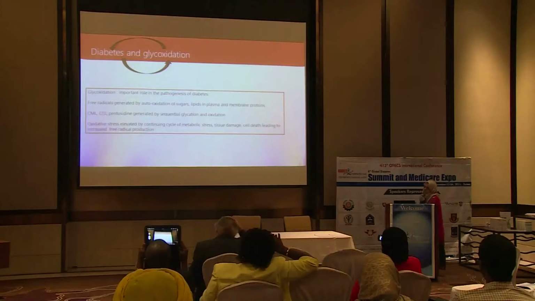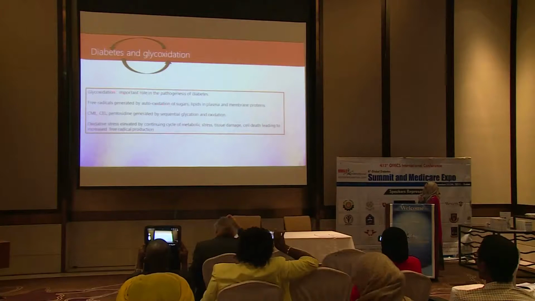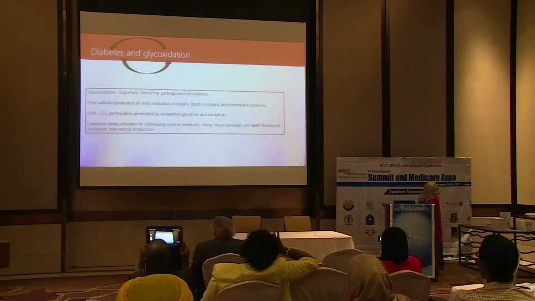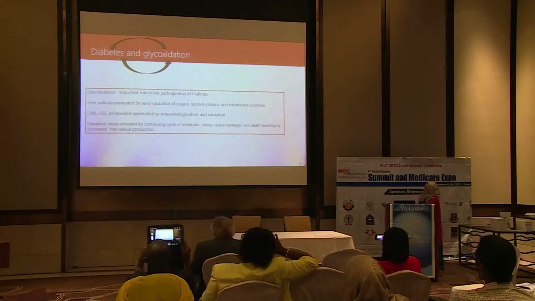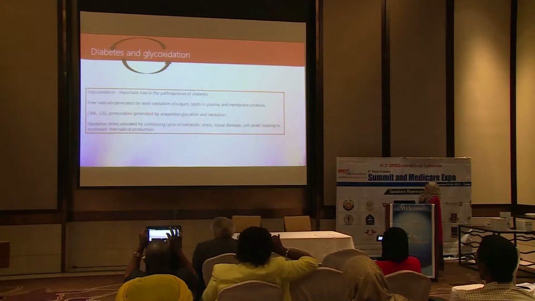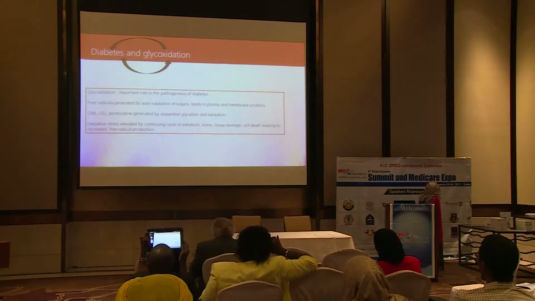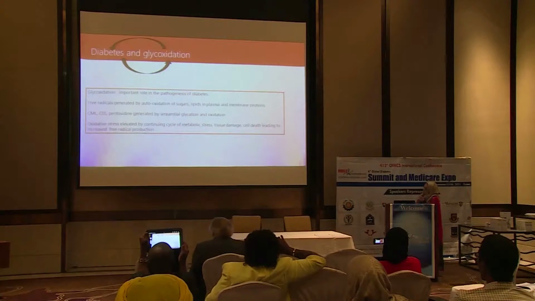There's a very crucial relation between diabetes and glycoxidation. Glycoxidation, meaning glycation followed by oxidation, plays an important role in the pathogenesis of diabetes, and in glycation also free radicals are generated by the auto-oxidation of sugars, lipids in plasma and membrane proteins. So carboxymethyl lysine and pentosidine are generated by sequential glycation and oxidation. Oxidative stress is elevated by a continuing cycle of metabolic stress, tissue damage, and cell death, leading to increased free radical production.